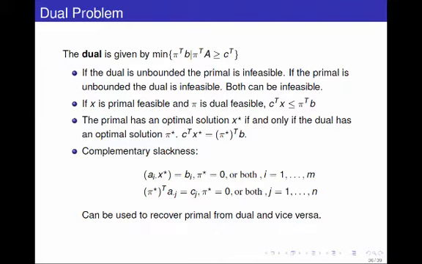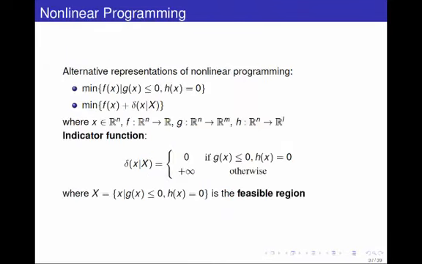A couple of important things we know are, first of all, the if-and-only-if relationship that a primal optimal solution is equivalent to the existence of a dual optimal solution. And we also have complementary slackness conditions, which can be useful computationally. You tell me what your dual optimal variables are, I can use the complementary slackness conditions to recover the primal optimal solution, and the other way around. You tell me what your primal optimal solution is, I can use the complementary slackness conditions to get the dual optimal solution.